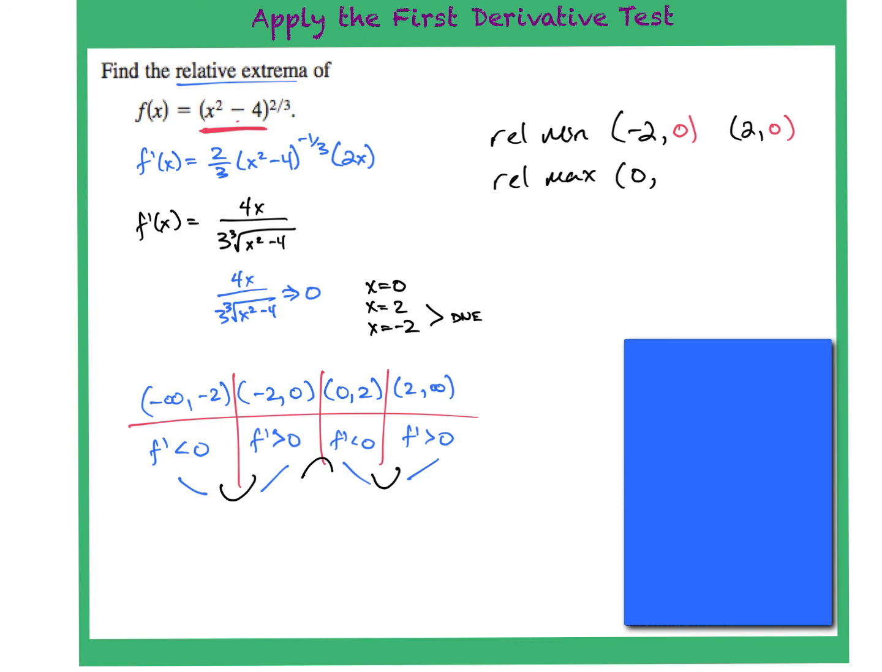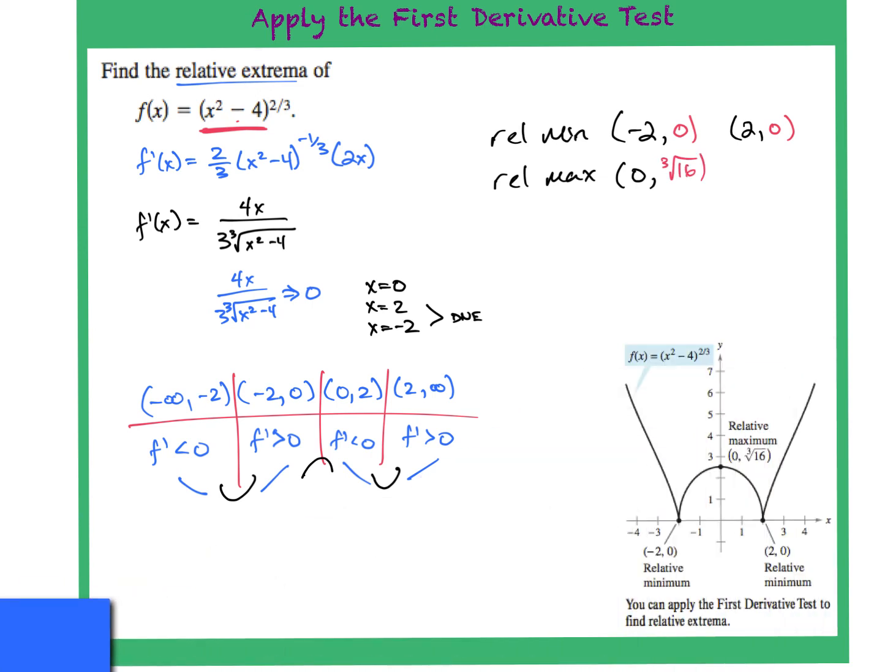But now I raise it to the power of 2/3. So let's square it. So what's negative 4 quantity squared? 16. Now, cube roots. Does it play nice? No. So my answer is cube root 16. All right. And there's what your graph looks like.